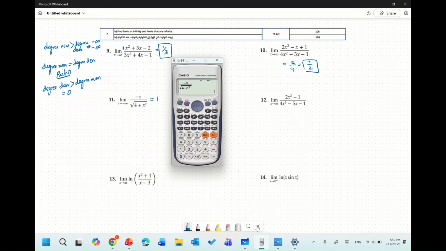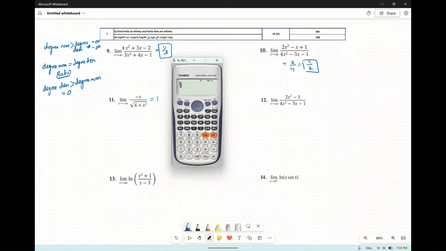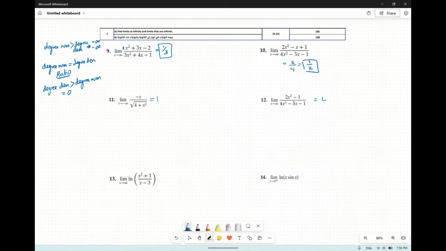Now I go to question number 12. How do I do this with the calculator? Again, I am going to write the function as it is, and then I'm going to click calculate. Here x goes to positive infinity, so a large positive number, so I am just clicking more and more zeros. So what did I get? 5 times 10 to the power negative 30. Whenever you get times 10 to the power of something that is a very large negative, this means the answer is 0.